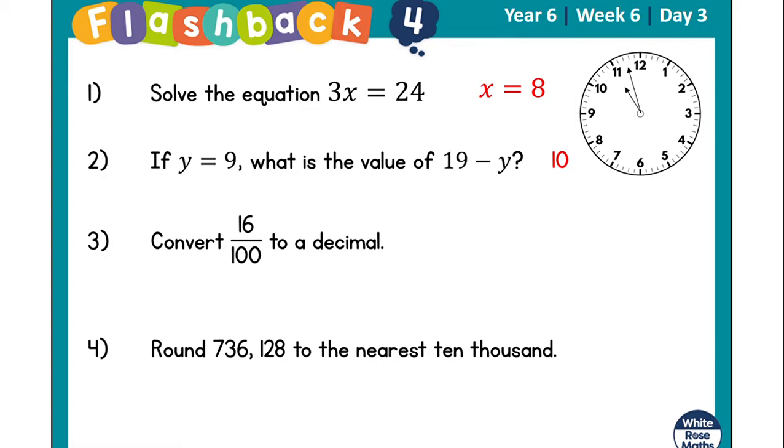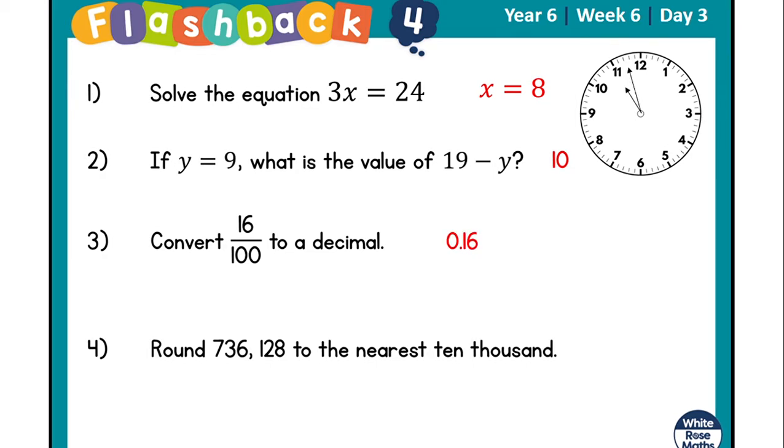Okay, number 3. Convert 16/100ths to a decimal. Well, we should know that 16/100ths is the same as 1/10 and 6/100ths. We can also write that as 16/100ths as a decimal will be 0.16.